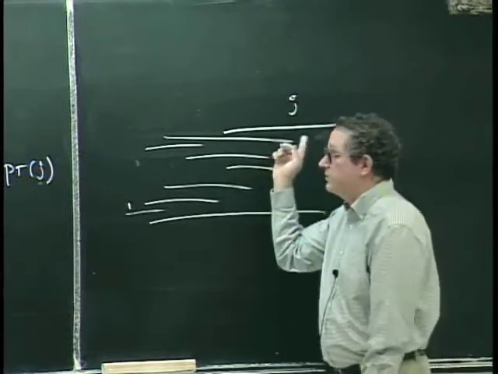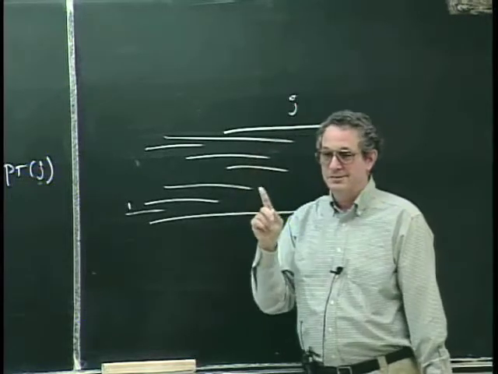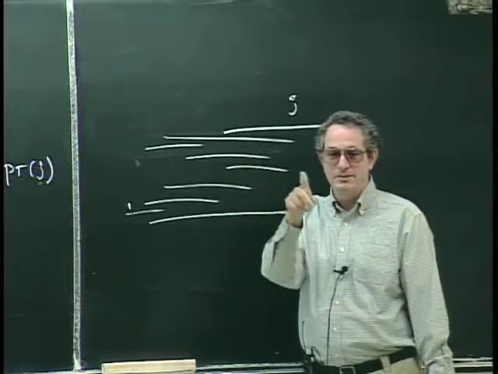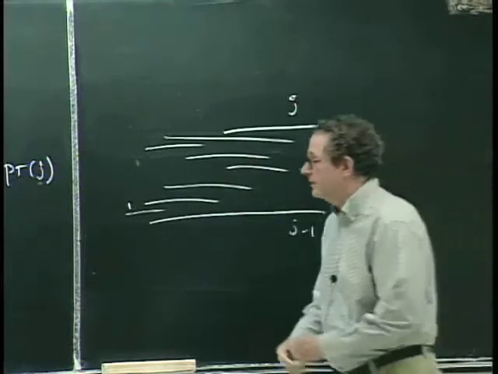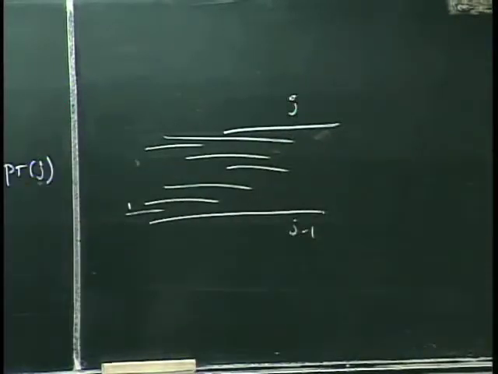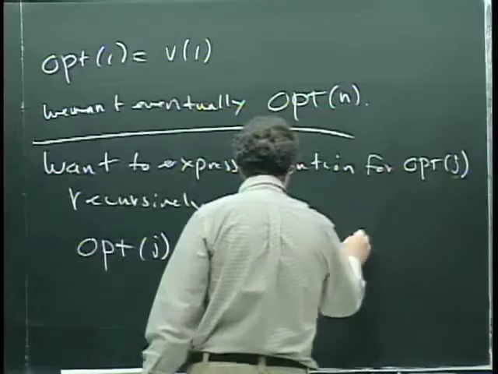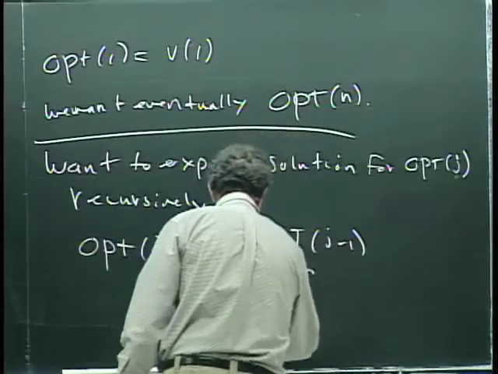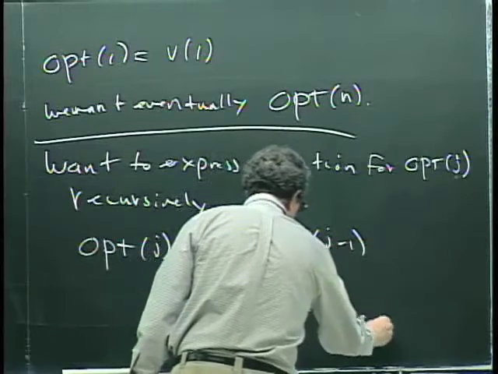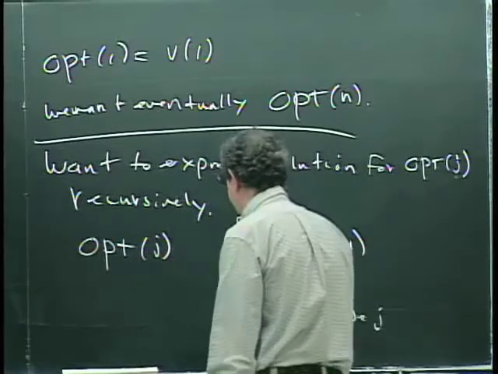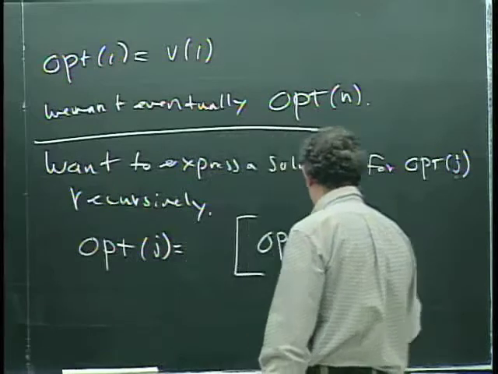You're not going to use j. Anybody else? Yeah, it'll be just like opt of j minus 1. Right. Okay. So one possibility is opt of j minus 1, and this comes from don't choose j. Okay? That's one of the two possibilities.